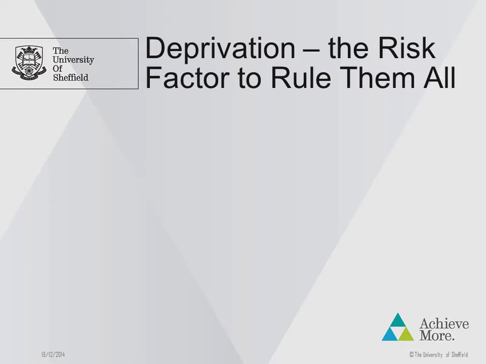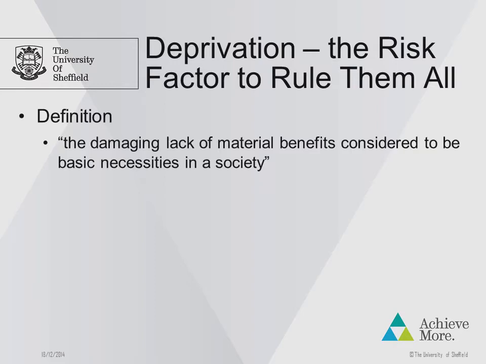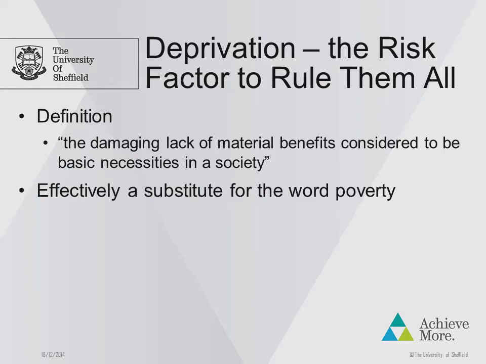This brings us to deprivation, which I've called here the risk factor to rule them all. Deprivation confounds almost every other risk factor, and most risk factors that we look at will have an element where deprivation is affecting them. Now, the basic definition of deprivation is the damaging lack of material benefits considered to be basic necessities in a society. It's a complicated way of saying the word poverty or poor.